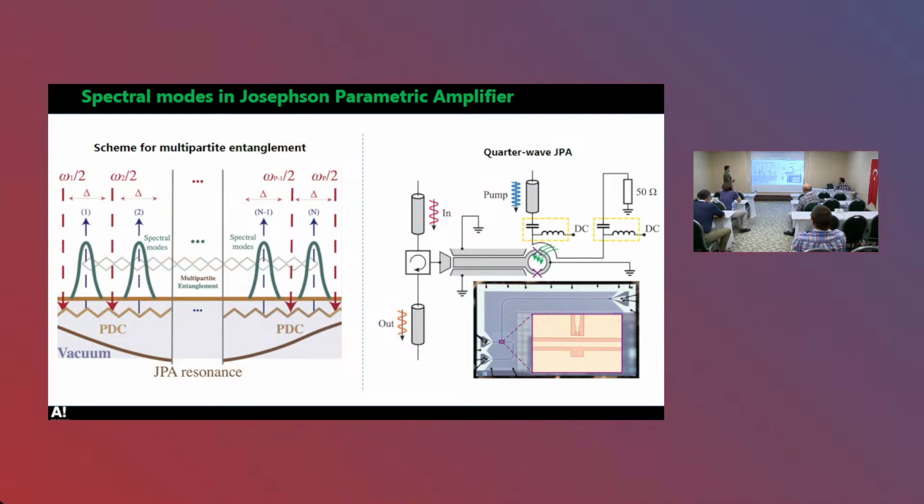If we apply a single pump tone in our JPA resonance, then we can generate a pair, a signal and an idler mode, and these modes would be entangled. If we now apply multiple pumps, then we can generate multiple modes, and these modes are artificially defined here. We just specify the width of the mode and the shift in frequency space, and then we can generate certain multipartite entanglement within our JPA resonance.